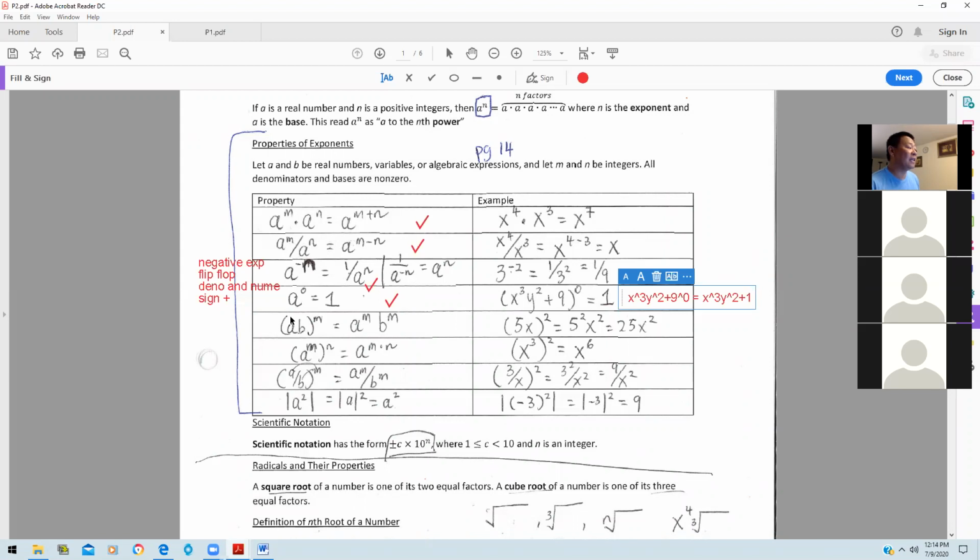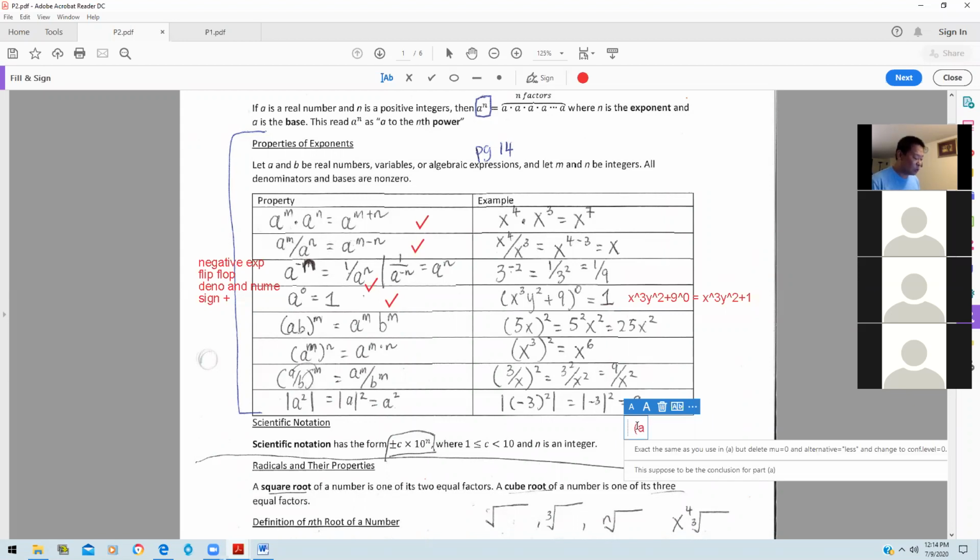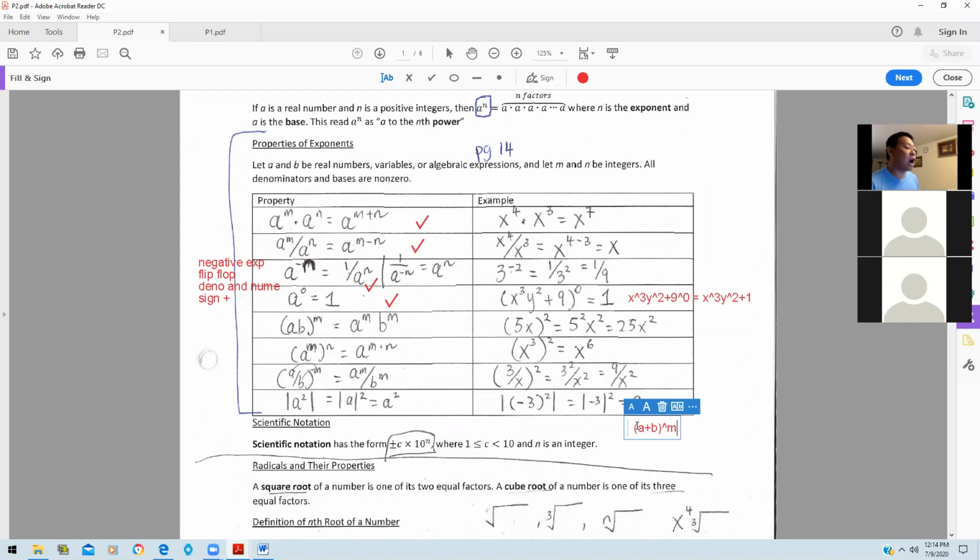Do not forget that the distributive property you see here can only work for multiply and divide. If you have addition or subtraction to the power of m, you cannot distribute this to become a^m plus b^m. This is wrong. So do not do it when you have addition or subtraction. You can only distribute when you have multiply or divide.